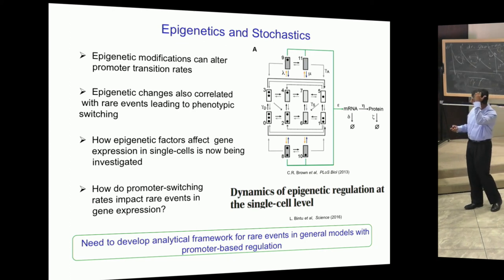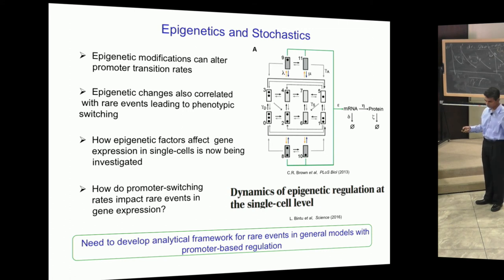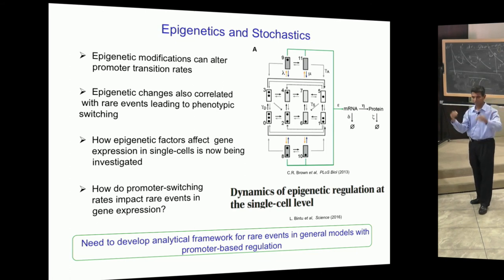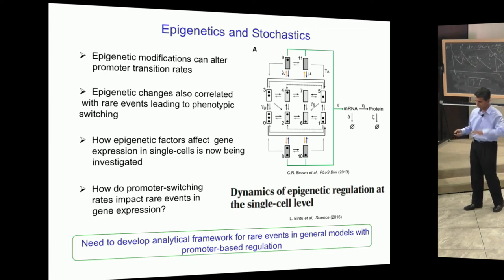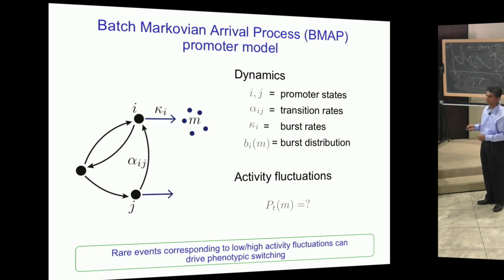An intriguing question is, we know from previous work that these epigenetic changes are also correlated with rare events that drive phenotypic variation. If you take away some of those epigenetic modifiers, you can actually stop some of these rare events from occurring. So a natural question is, how do promoter switching rates impact rare events in gene expression? In particular, we're looking at the production rate from a given promoter.